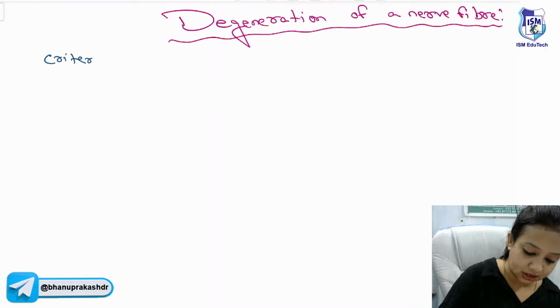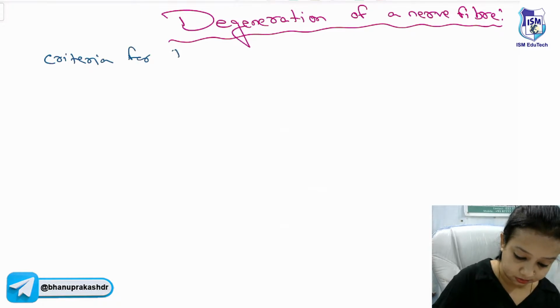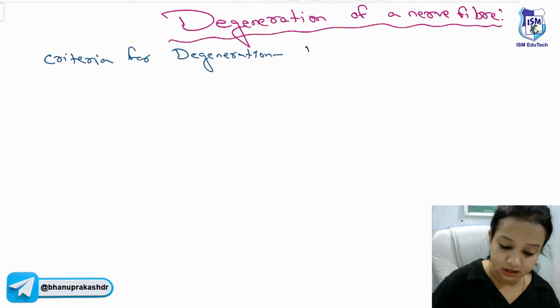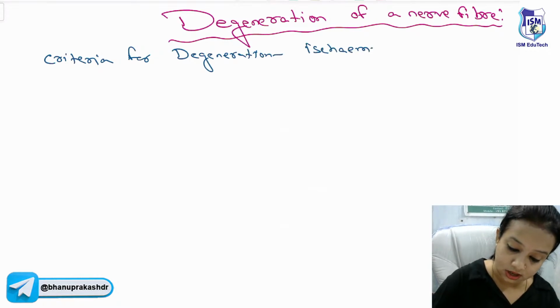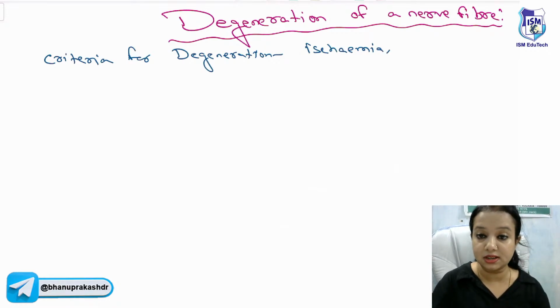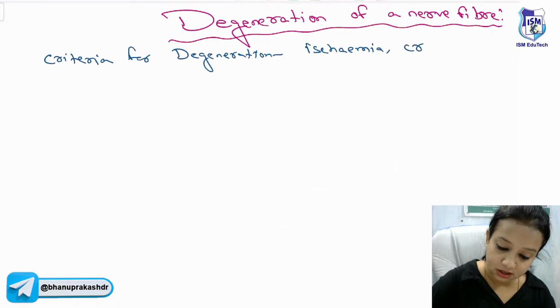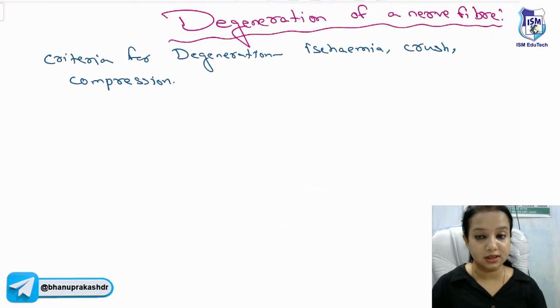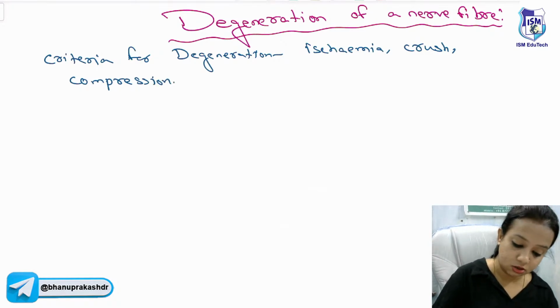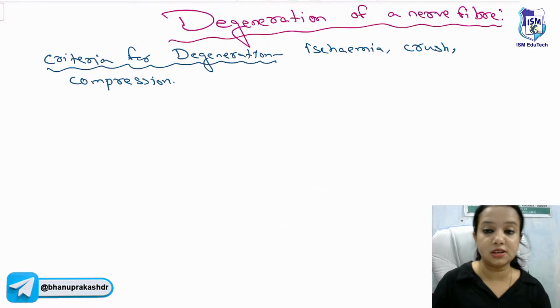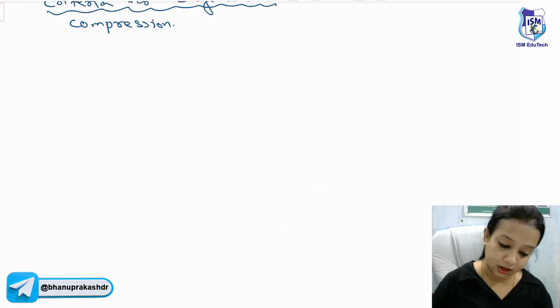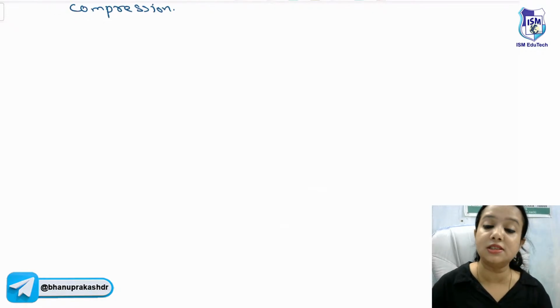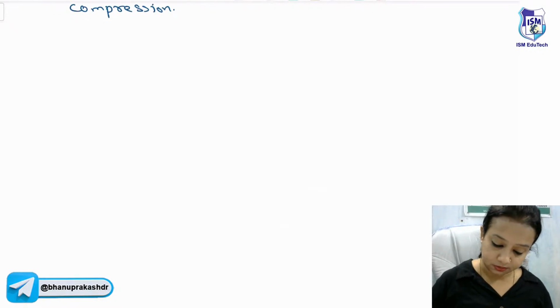So, criteria for degeneration, like ischemia. Okay, there can be an ischemic condition, lack of oxygen, crush, compression. All these are the conditions which can lead to the degeneration of a nerve fiber. So, what are the stages in degeneration of a nerve fiber?